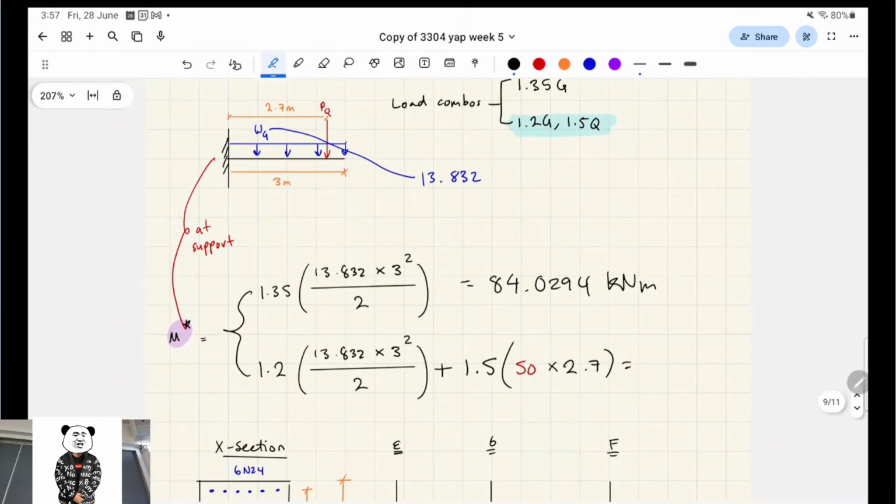Of course, even without calculating this, you can see that the dead and live case is going to be much bigger. And so that's the value we're going to run with for this essentially.